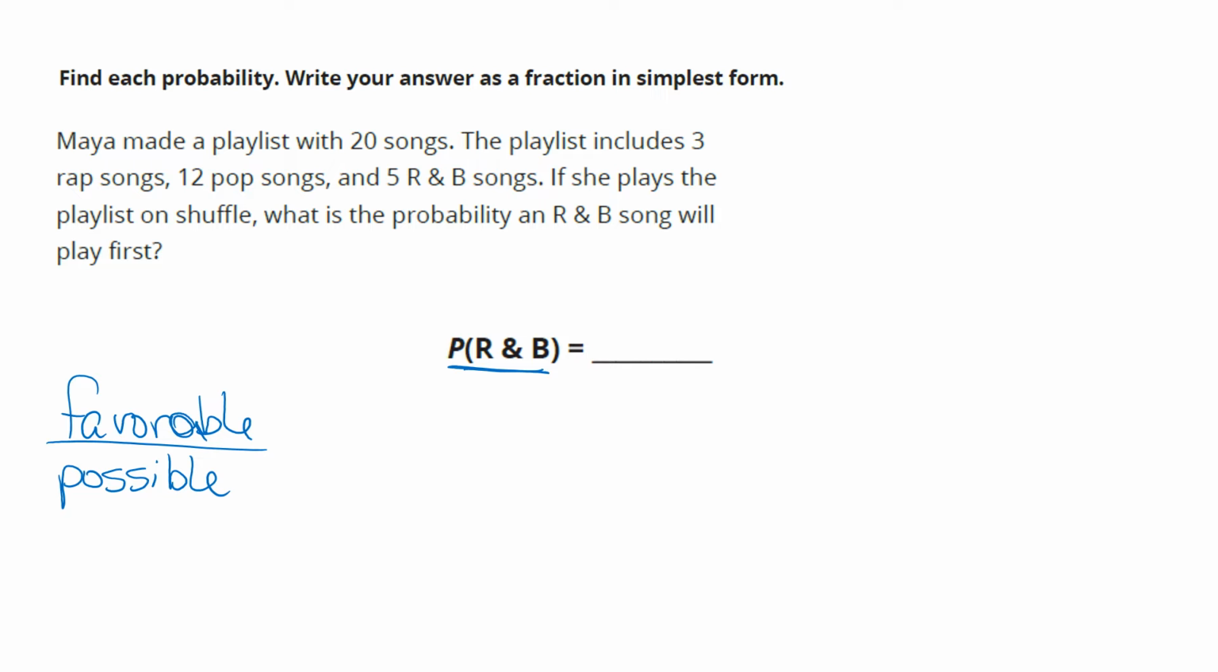So this one tells us exactly how many songs she had. We don't have to figure up anything here. She has 20 songs on her playlist. And then we want to look and see how many of those are R&B. So there's 5 R&B songs, so that is our favorable outcomes. 20 over 5 is a reducible fraction, so we want to divide the top and bottom by 5. And so our probability that we would choose an R&B song with the first play would be 1 out of 4.